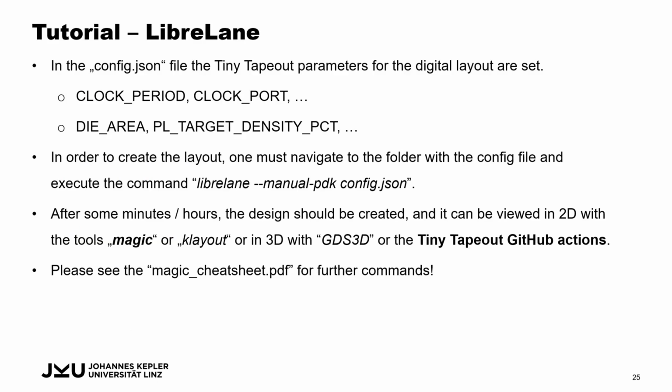And then we come to LibreLane. As I said, in the config JSON, you, for example, set the clock period, the clock port, the die area, or the target density. And then with a simple command, so you navigate in the LibreLane folder with this config JSON. And of course, in the config JSON, you also set the destination of your Verilog file. And then with libreLane --manual-pdk config.json, you run the flow. And then the result are some folder structures I'll show you afterwards.